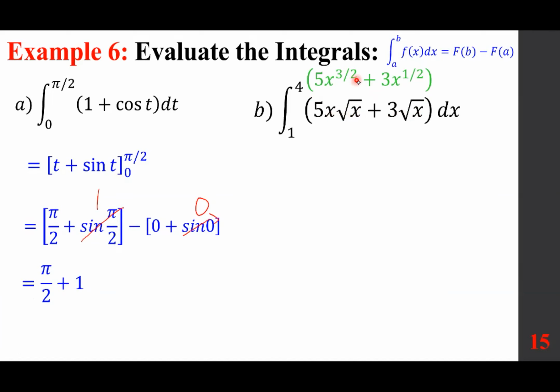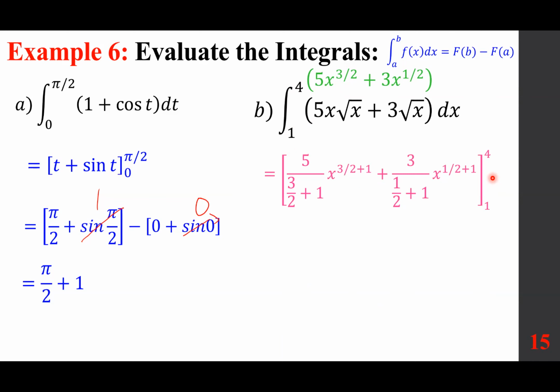Now, following the power rule, we're going to divide by 3/2 plus 1 and x to the power of 3/2 plus 1. Over here, divide by 1/2 plus 1, x to the power of 1/2 plus 1. We don't need a constant because we're going to evaluate it from 1 to 4. And believe it or not, this is it. As far as calculus, now everything is algebra. We're going to simplify and we're going to evaluate.